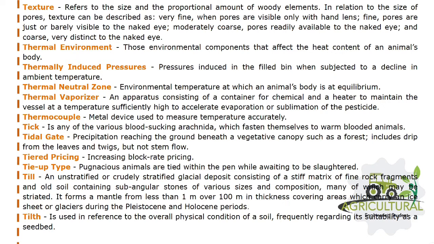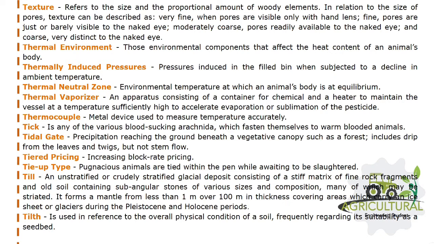Tick, is any of the various blood-sucking arachnida, which fasten themselves to warm-blooded animals. Tidal gate, precipitation reaching the ground beneath a vegetative canopy such as a forest, includes drip from the leaves and twigs, but not stem flow. Tiered pricing, increased block rate pricing. Tie-up type, pugnacious animals are tied within the pen while awaiting to be slaughtered.